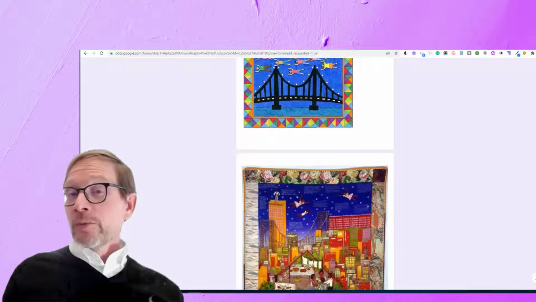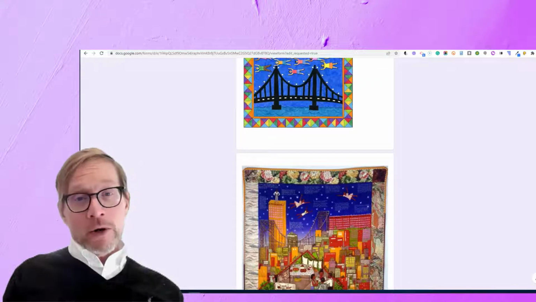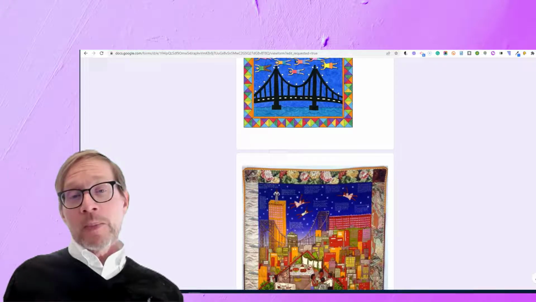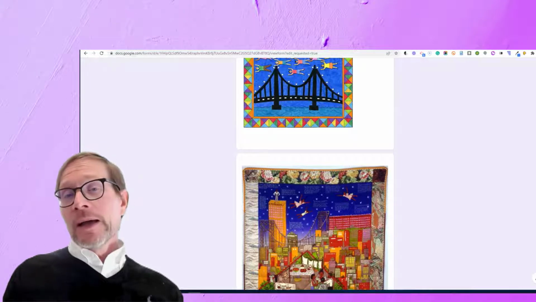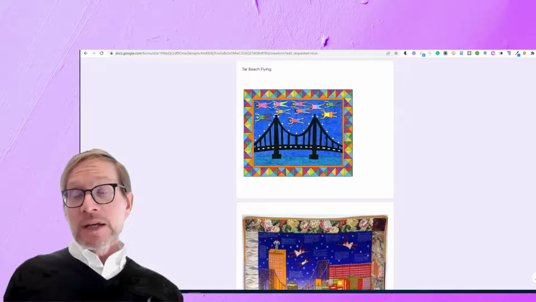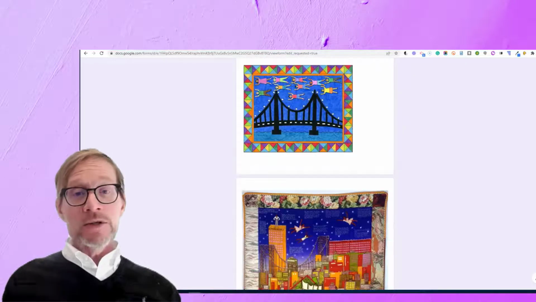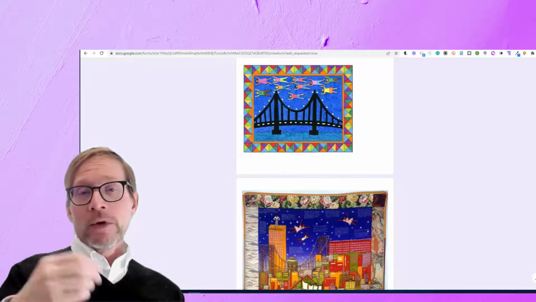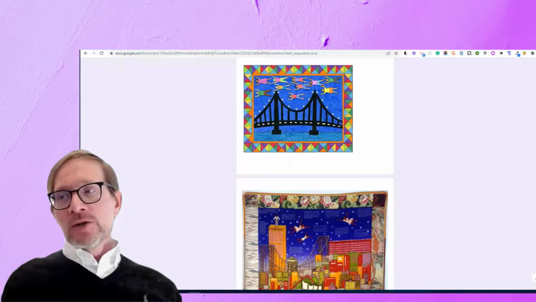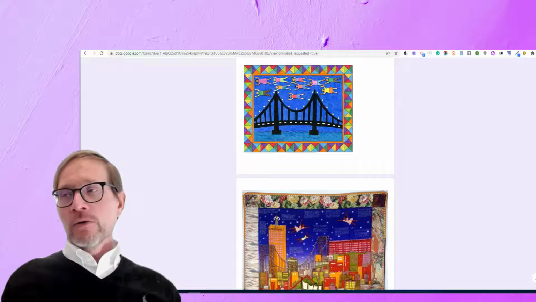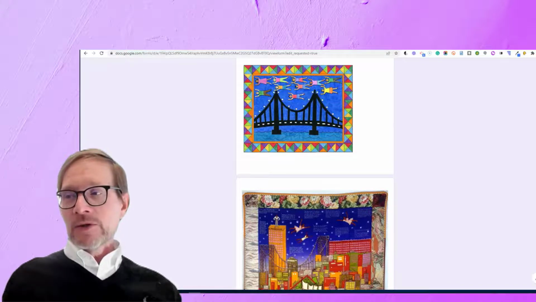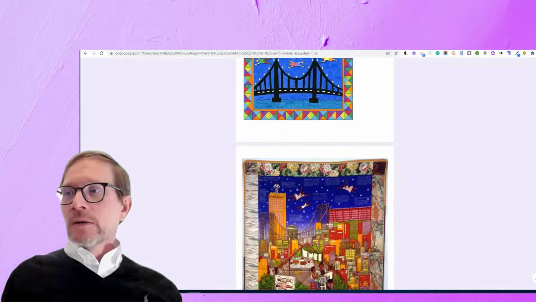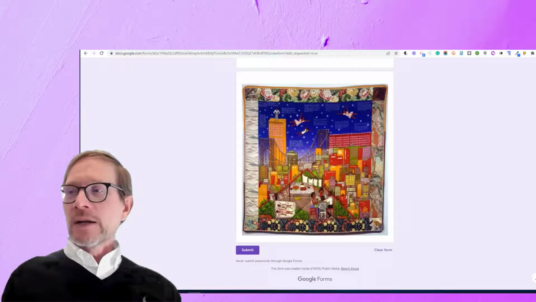Faith Ringgold, who wrote this book, is an artist. And so I went on to Google Arts and Culture and I pulled some of her paintings and other artworks and I put those images in. So I saved the images off of Google Arts and Culture, put them on my computer, and then I put them into Google Forms by adding images. And so, there's a couple pictures here and students would need to study those.